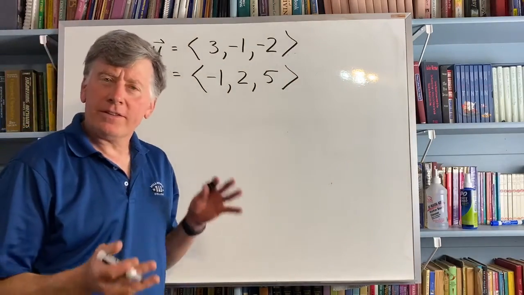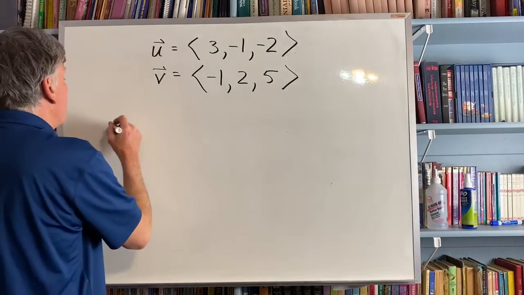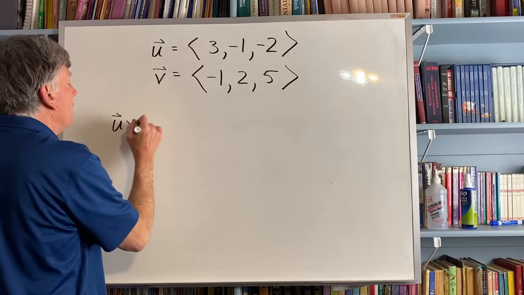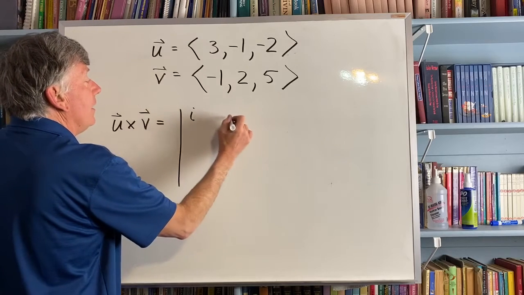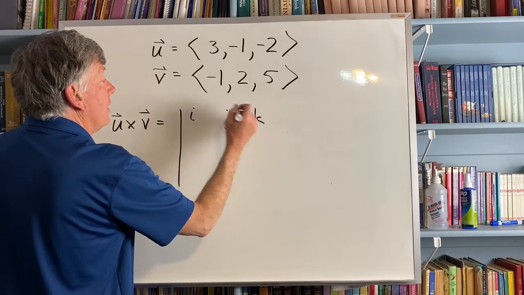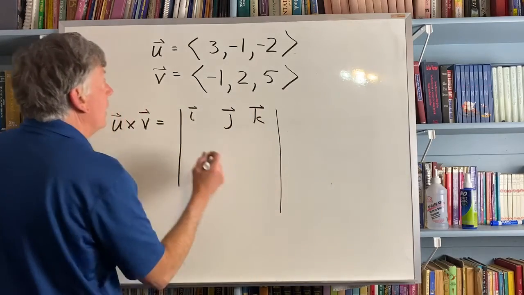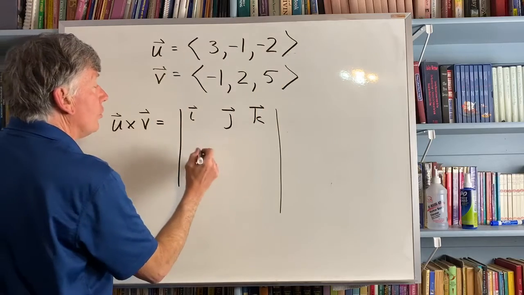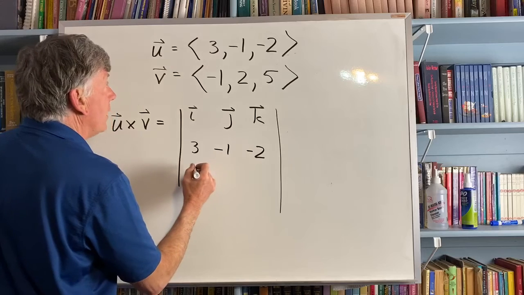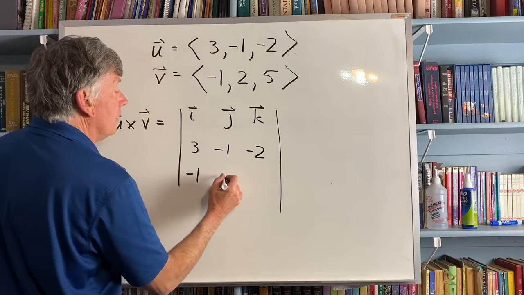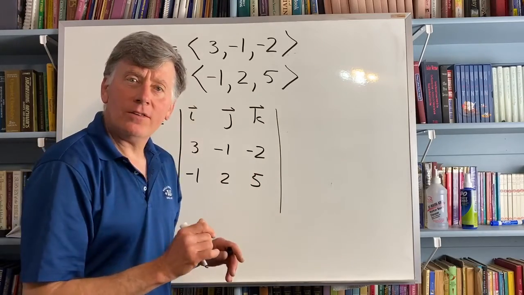To do the cross product, I set up my determinant with the i, j, and k going across the top. u cross v is equal to i, j, k, and let's put arrows there so we know that those are the unit vectors. Then I'm going to just read it across. u is going to be 3, minus 1, minus 2, and v is going to be minus 1, 2, and 5. I just read straight across.